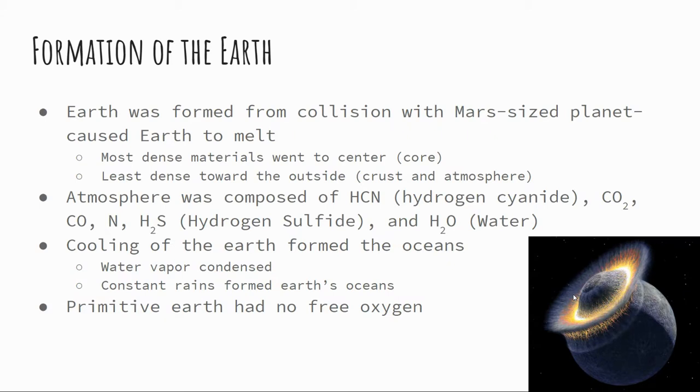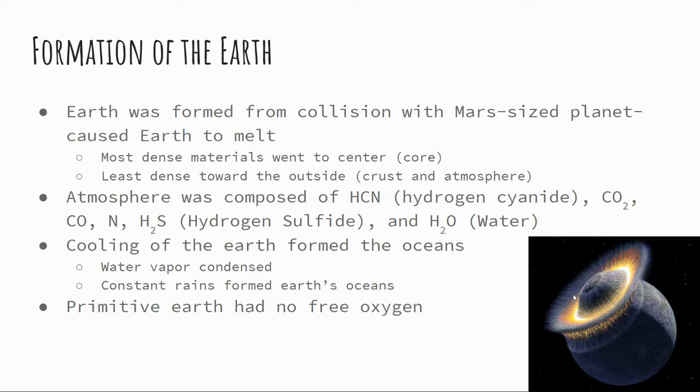According to science, the Earth was formed from a collision with a Mars-sized planet, and it caused the Earth to melt. As the Earth melted, the most dense materials sunk to the center and became the core, and the least dense materials moved towards the outside, which became the crust and the atmosphere. So the atmosphere was composed of hydrogen cyanide, carbon dioxide, carbon monoxide, nitrogen, hydrogen sulfide, and water.